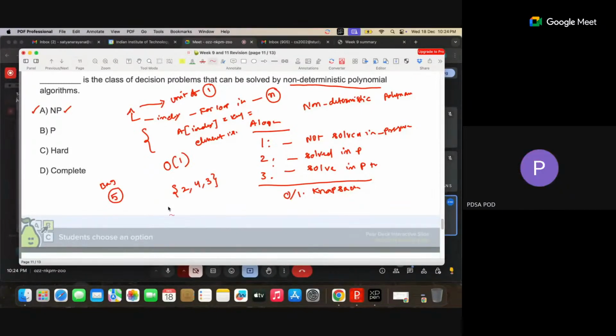Now you have to fill this bag with different combinations of items: either the first and third items, the first and second items, or only the second item. You need to try all those combinations. So the number of combinations you need to try is 2 to the power n. So this is an exponential solution.